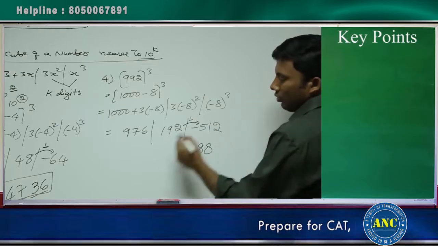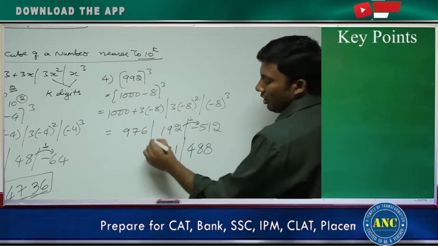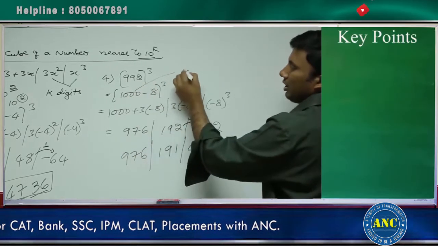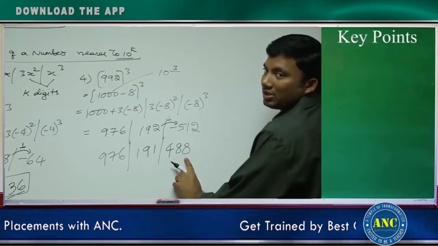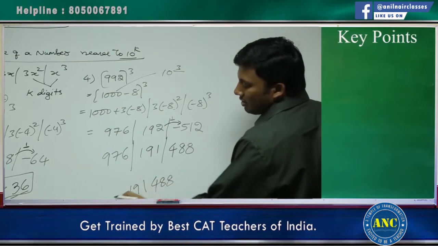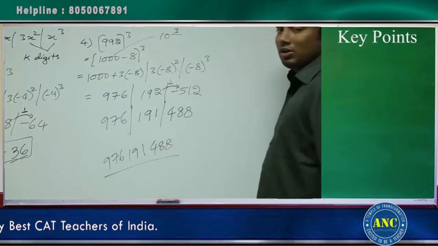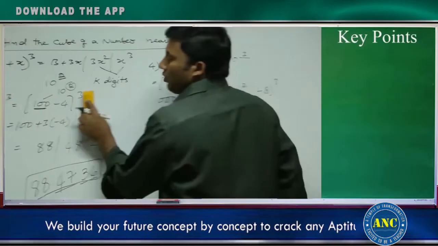From 192, 1 is taken carry. How much is remaining? 191. What is this value? 976. 1000 is 10 cube. Last two places should have 3 digits. 488 is 3 digit. 191 is 3 digit. Answer is 976 191 488. Last one more problem before we close this topic.